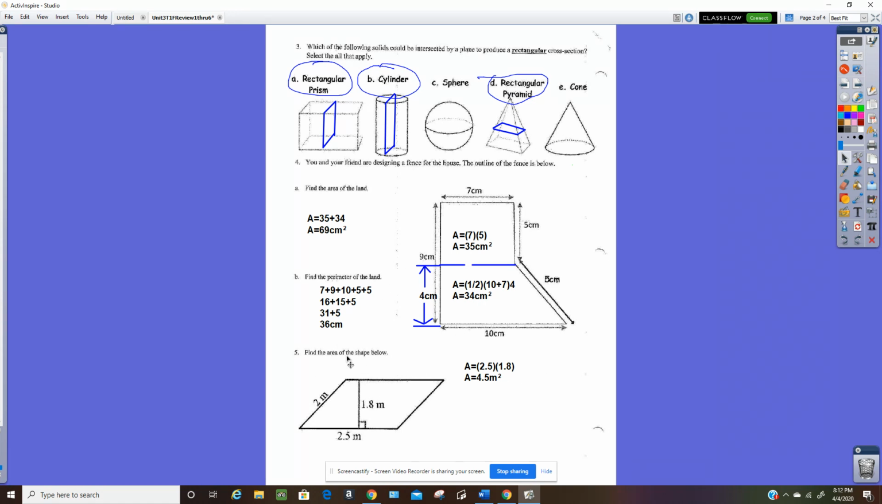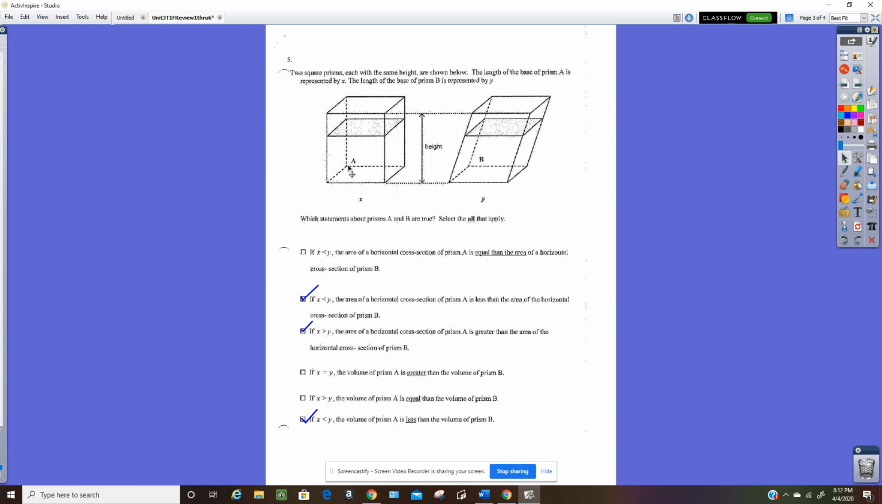And then find the area of this parallelogram. The base is 2.5, the height is 1.8. Just multiply those together, you get 4.5 square meters. And then the last page, 2 square prisms, each with the same height, are shown below. The length of the base of prism A is represented by X, and the length of prism B is represented by Y. Which of the statements about prism A and B are true?